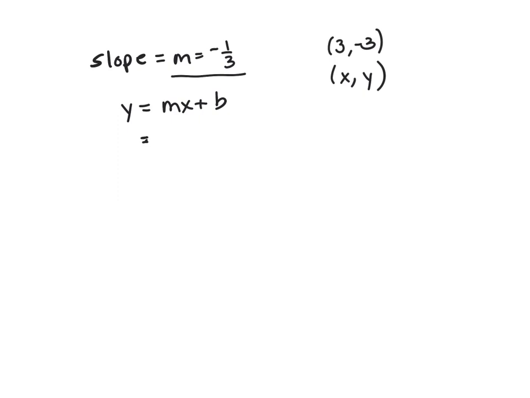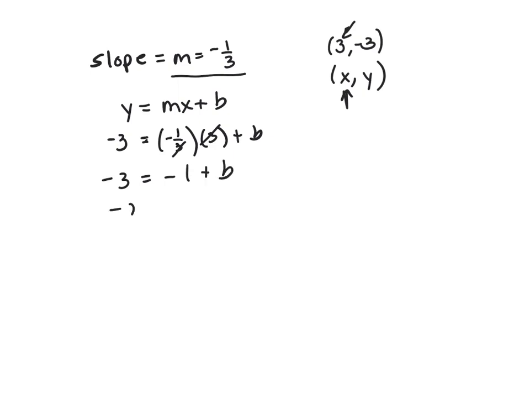So y is negative 3, slope is negative 1/3 times x, which is 3, plus b. So it's negative 3 equals, those 3's cancel, and you're left with negative 1 plus b. Add 1 to both sides, and you get negative 2 equals b. Now go back to y = mx + b, and substitute in what m is, which is negative 1/3, times x, substitute in what b is, minus 2.